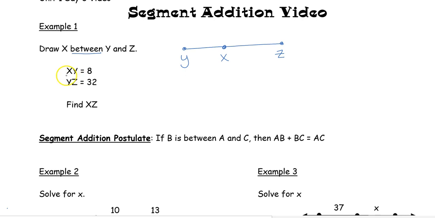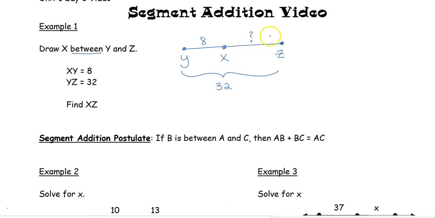We are given that the length of XY, so from X to Y, has a length of 8. From Y to Z has a length of 32. So if I'm starting at Y and I'm going all the way to Z over here, this entire length on the bottom is going to be 32. Our goal is to find what is the length between X and Z. So I know this small part and I know the large part. I've got to think about how am I going to get to here.